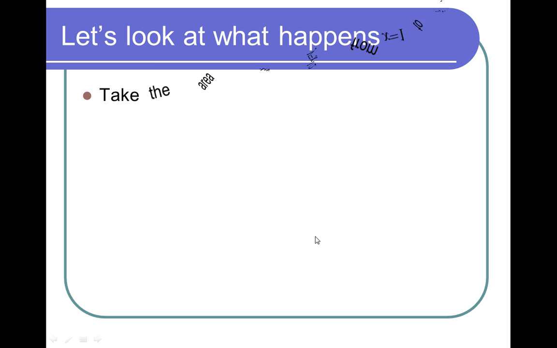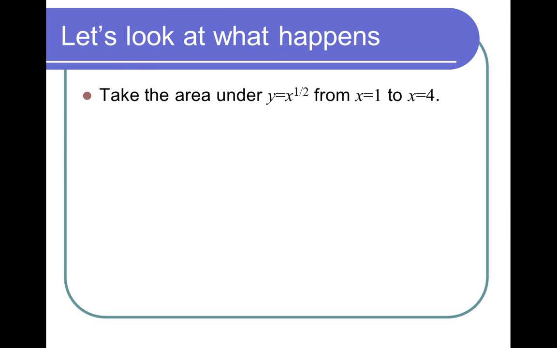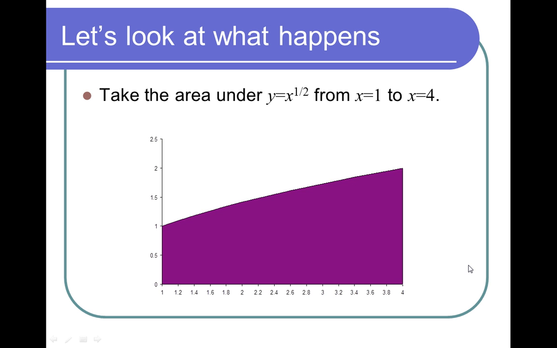Let's look first of all at the graph of y equals the square root of x, or y equals x to the 1/2, starting at x equals 1 and ending at x equals 4. So there's x equals 1. I couldn't get it to start at 0 and just show you that. But here's x equals 1, here's x equals 4, and that's kind of what the area looks like under that curve, the square root of x, or x to the 1/2.